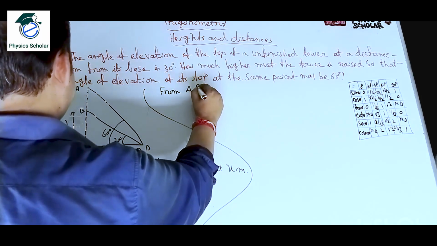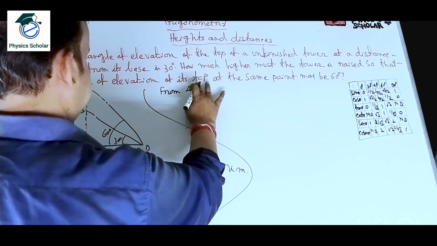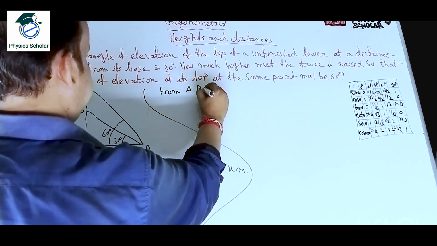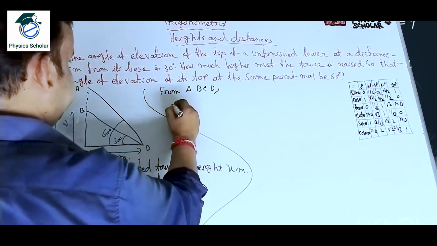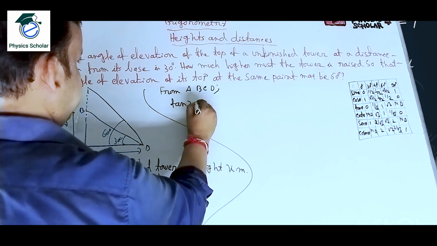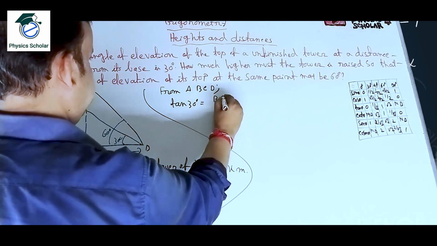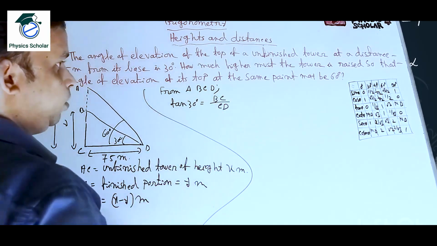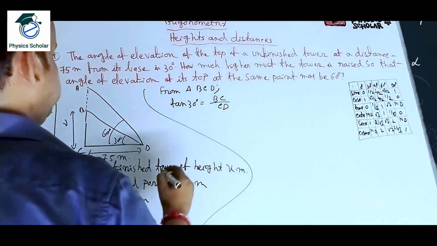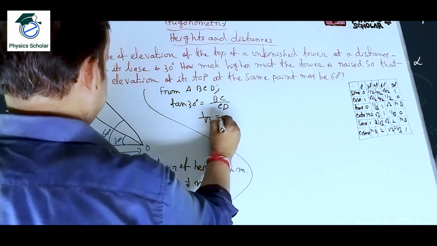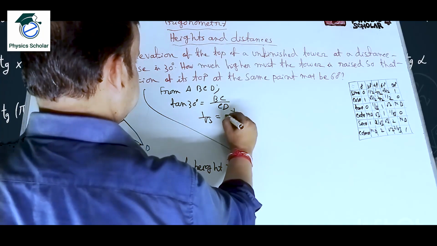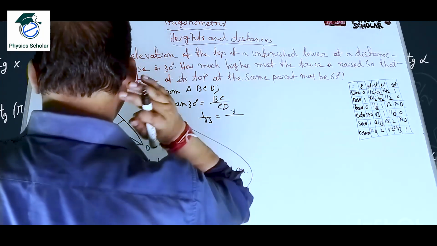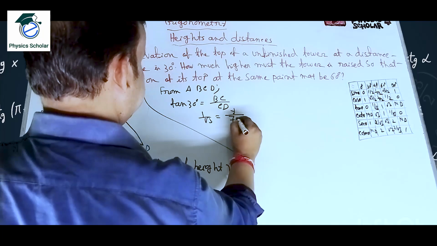So now from triangle BCD, tan 30 degree is equal to BC by CD. What is the value of tan 30 degree? Tan 30 value is 1 by root 3, which is equal to BC by CD. BC means y, so y by CD. CD means 75. Clear?